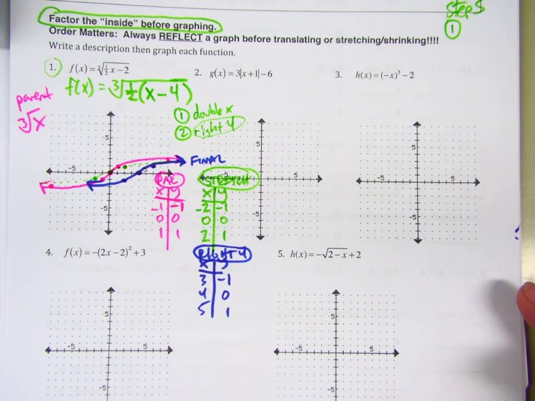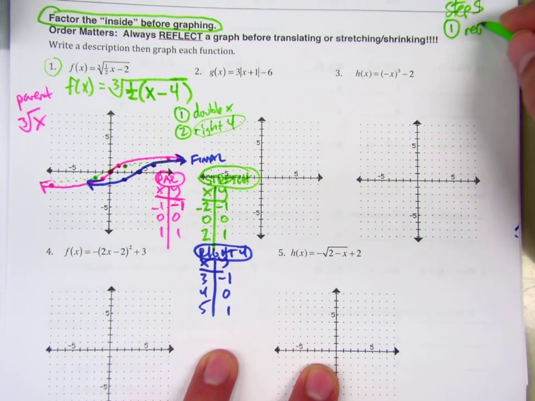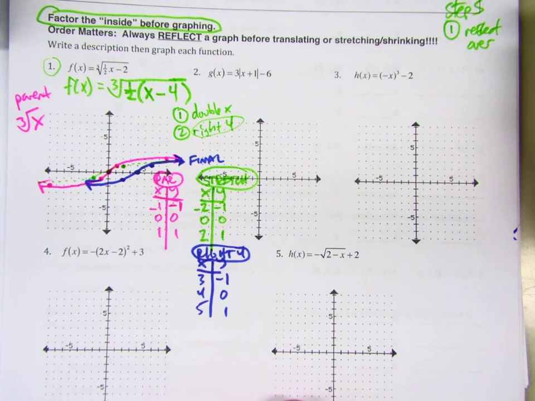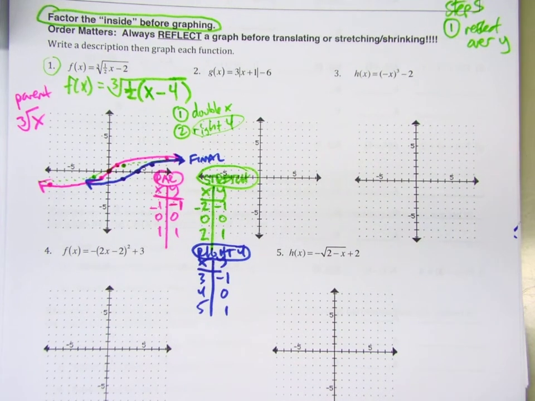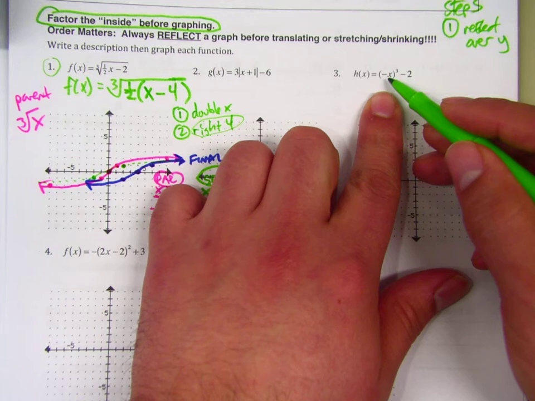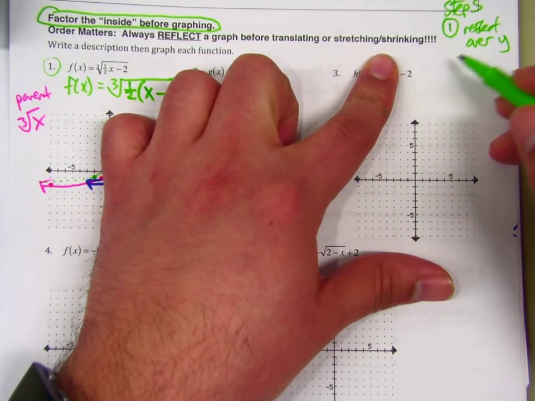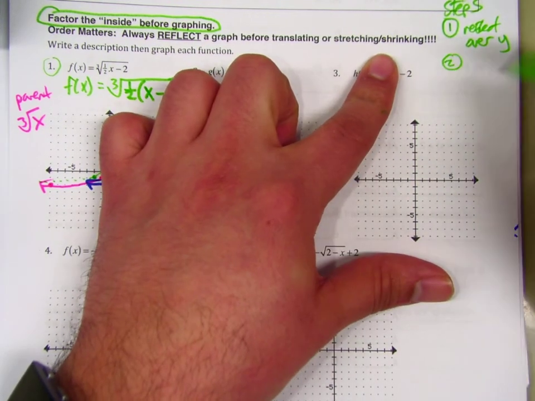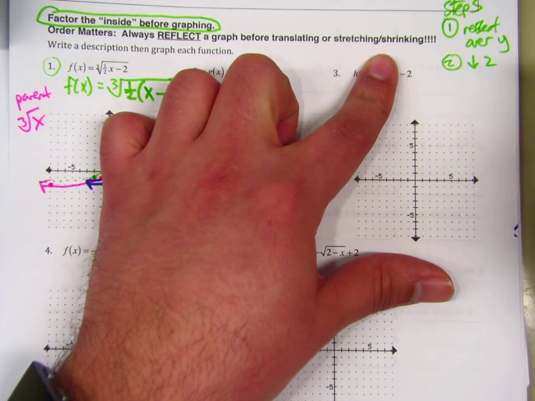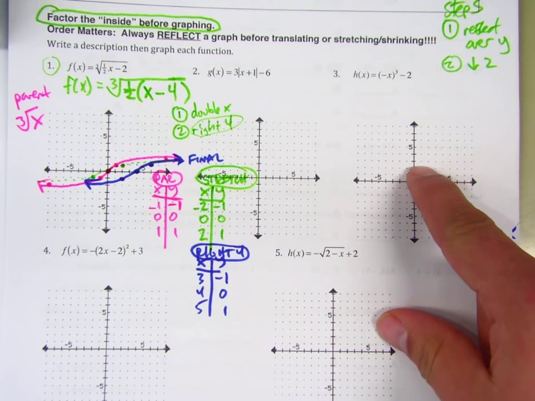Are there any reflections? Yes. Over, so we're going to reflect over what axis? Good. That's the first thing I do. Okay? That's the little negative on the inside, right? What else is going on? Down 2. Okay, I'm going to try to do this one without the table.